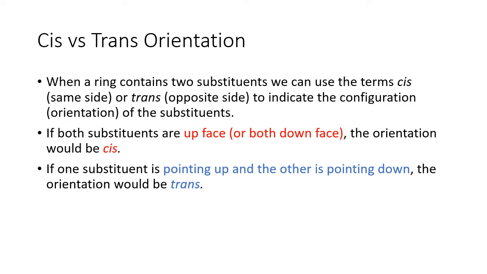If both of the substituents were either face up or face down, we use the term cis. If one substituent was pointing up and the other one was pointing down, the orientation would be trans because the two groups would be opposite of one another.